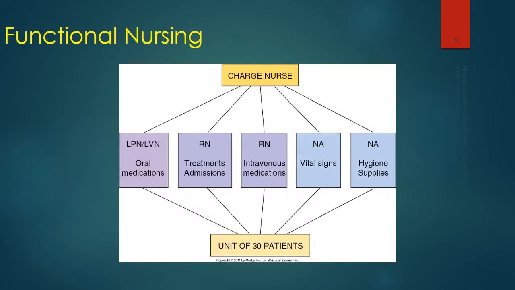The functional model of nursing is a method of providing patient care by which each licensed and unlicensed staff member performs specific tasks for a large group of patients. The LPN or LVN may give oral medications. The RN may do all the admissions and treatments or all the IV medications. The nurse aide or the UAP may do all the vital signs or do all the hygiene supplies. And they all would report to the charge nurse.